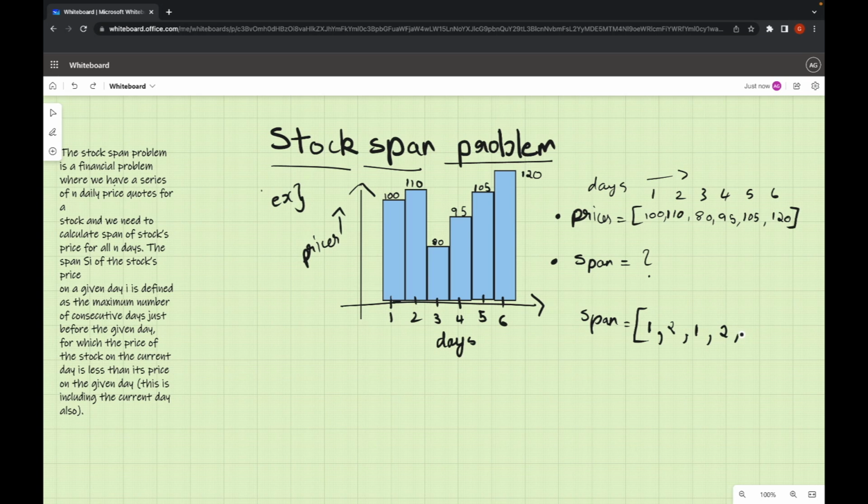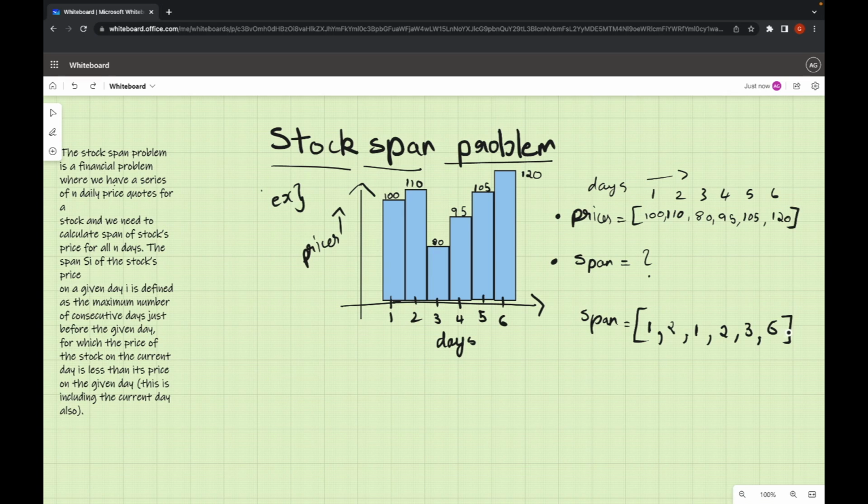On day 5 the span is 3 because you count 80, 95, and 105. So 95 is less than 105, 80 is less than 105, and since 110 is more than 105, you won't count that. On day 6 the span is 6 because 120 is greater than all the days which precede it, because 120 is more than 100, 110, 80, 95, and 105. So that's 5 days plus the day itself, which is 6.